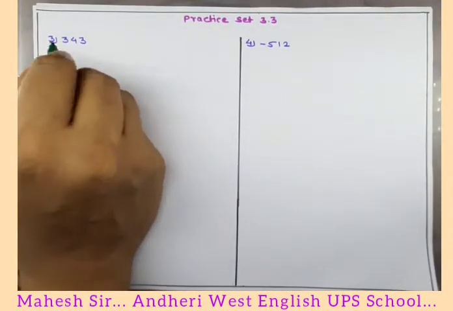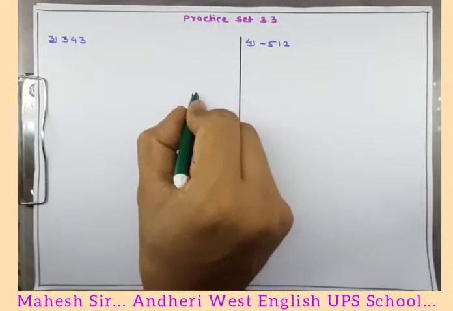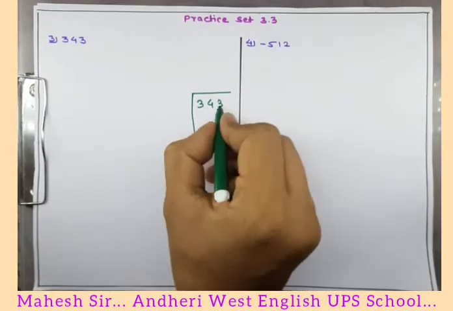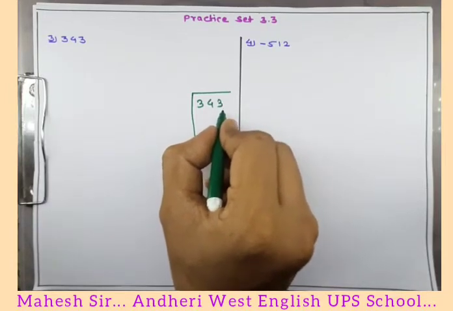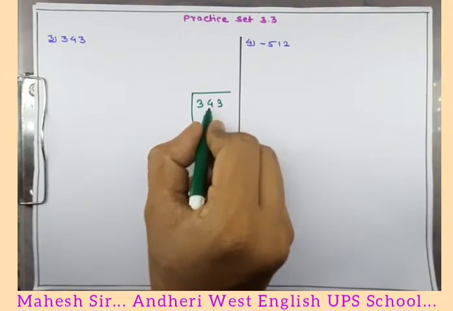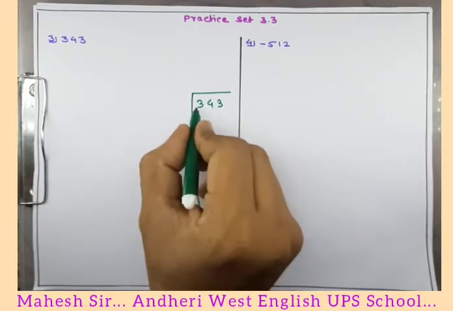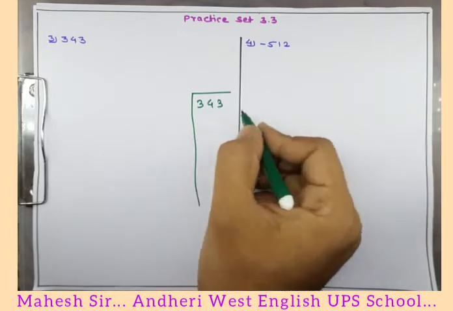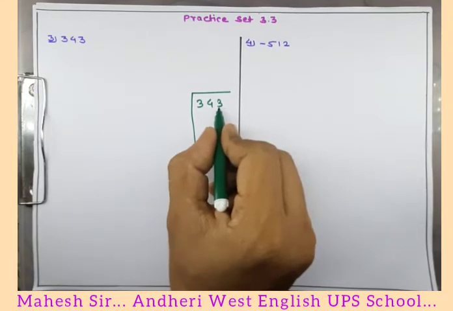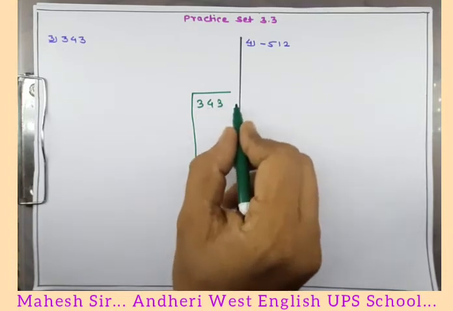Next question is 343. Again we have to find first the factors of 343. Here 343 has 3 at the end, so it is not divisible by 2. So we will check for the test of 3. 3 plus 4 is 7, 7 plus 3 is 10. Again it is not divisible by 3. So we will check for 5. For the test of 5, 0 or 5 should be at the units place, but here it is not there.